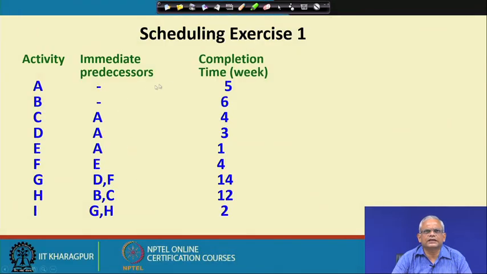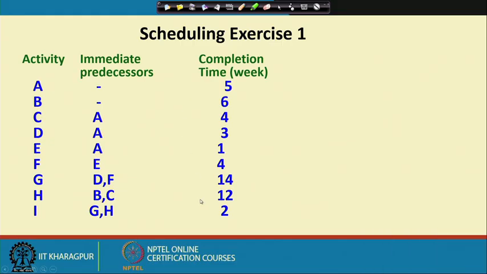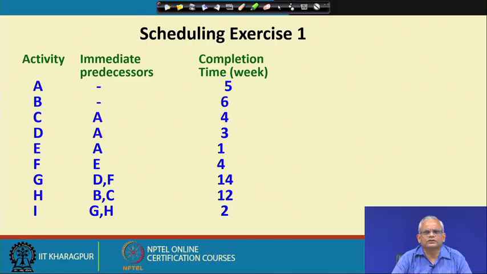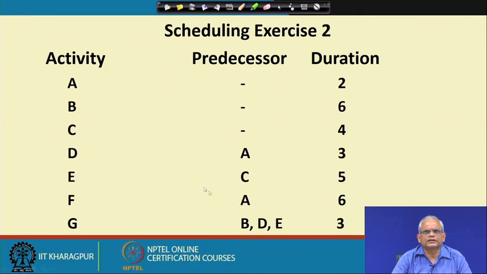Here are a few exercises. Please try this out. Draw the task network and then use the PERT CPM methodology to identify the project characteristics. There is another exercise. The activity name, the activity label, predecessor of the activity and duration. Please try this out, identify the critical path.